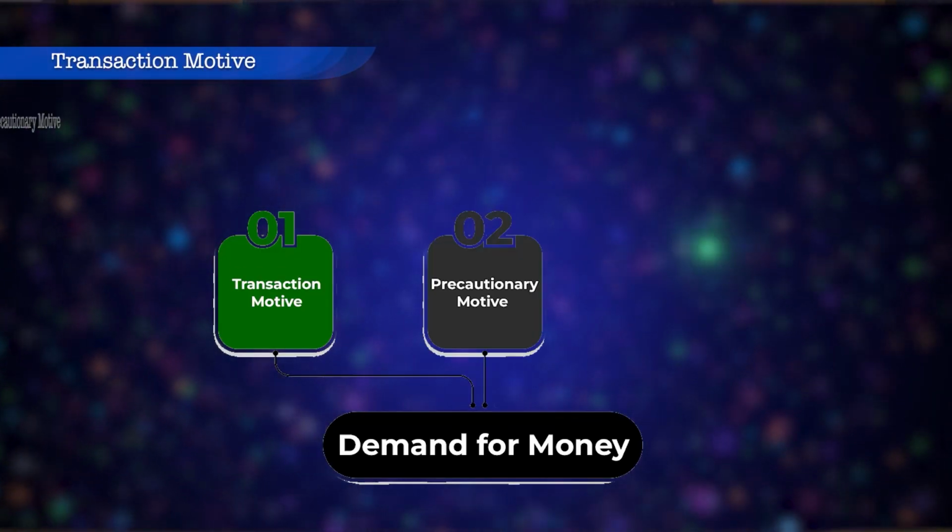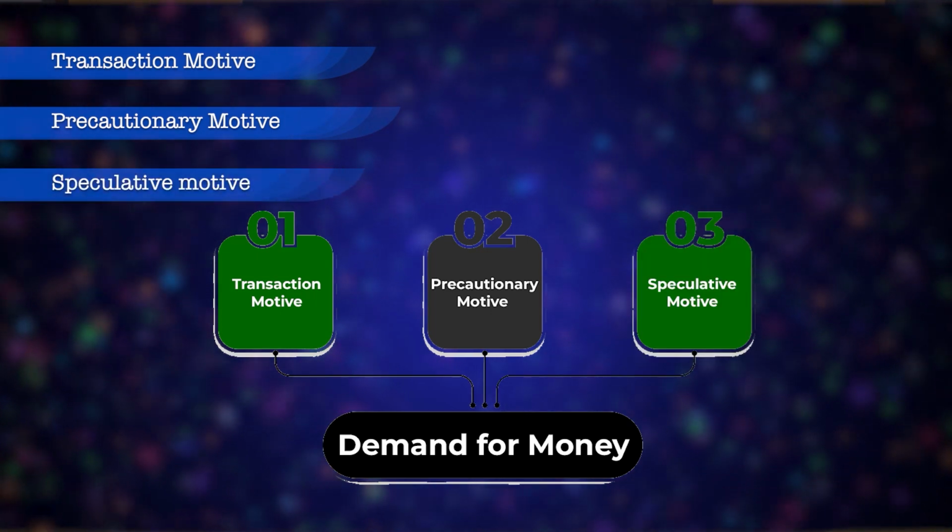Now, when we come to the concept of the demand for money as propounded by Keynes, according to Keynes, there are basically three motives for holding money. He calls them the transactions motive, the precautionary motive, and the speculative motive.